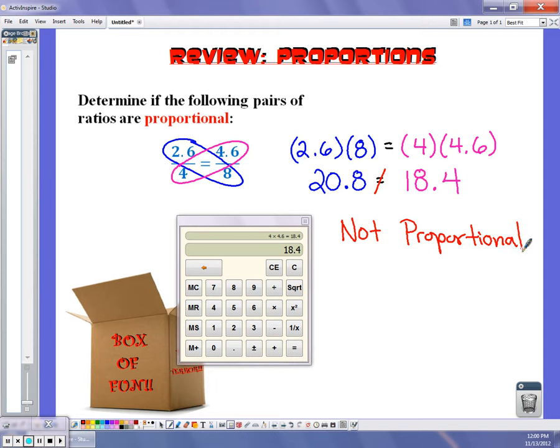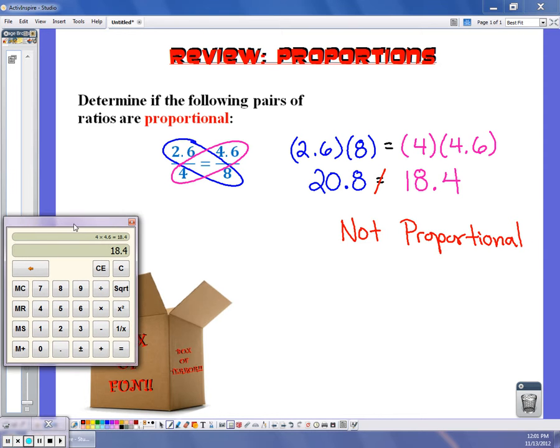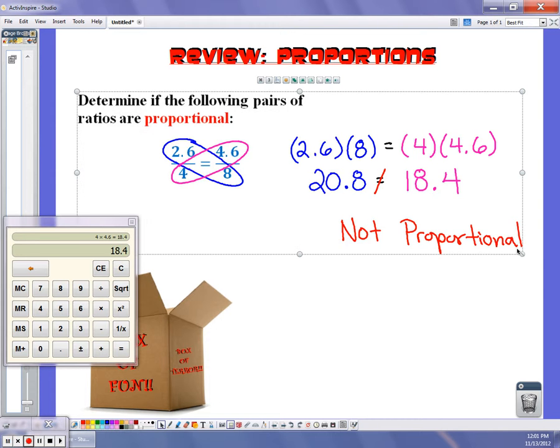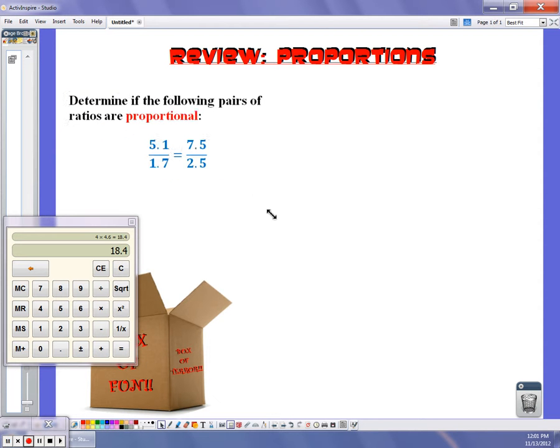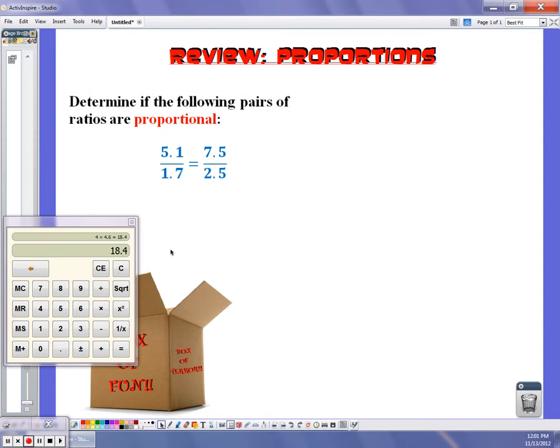Let's take a look at one that is. So I'll take all of this right here, and we'll put it into our trash bin and pull out another problem. Here we have another problem asking for the same thing, and we once again can do our cross multiplication. 5.1 times 2.5 on one side, and on the other side of our equal sign we could do 1.7 times 7.5.